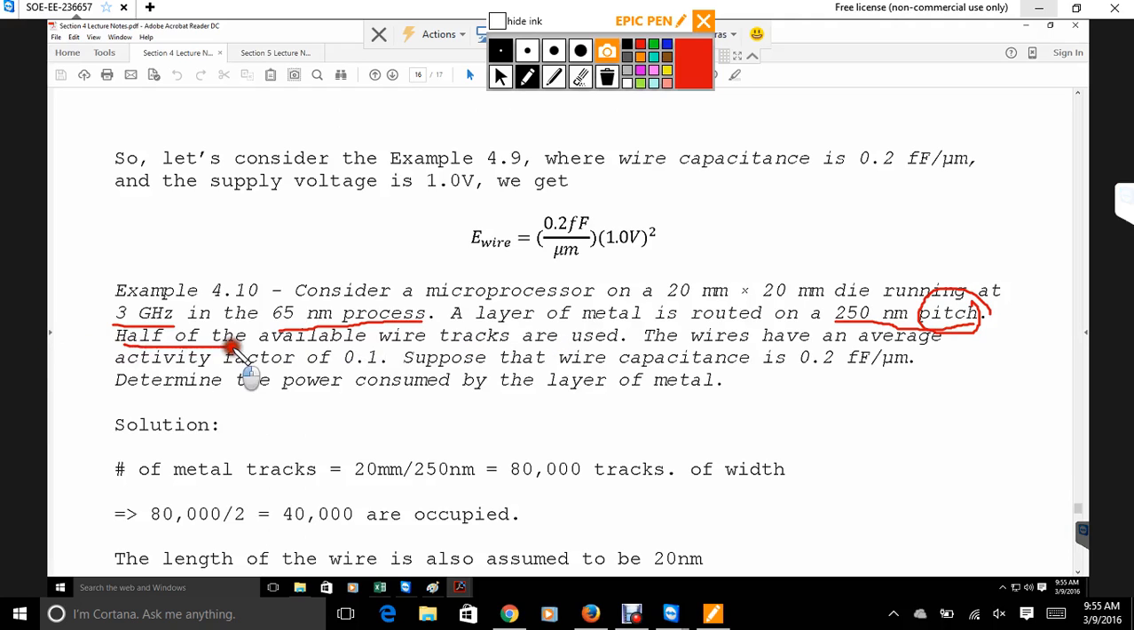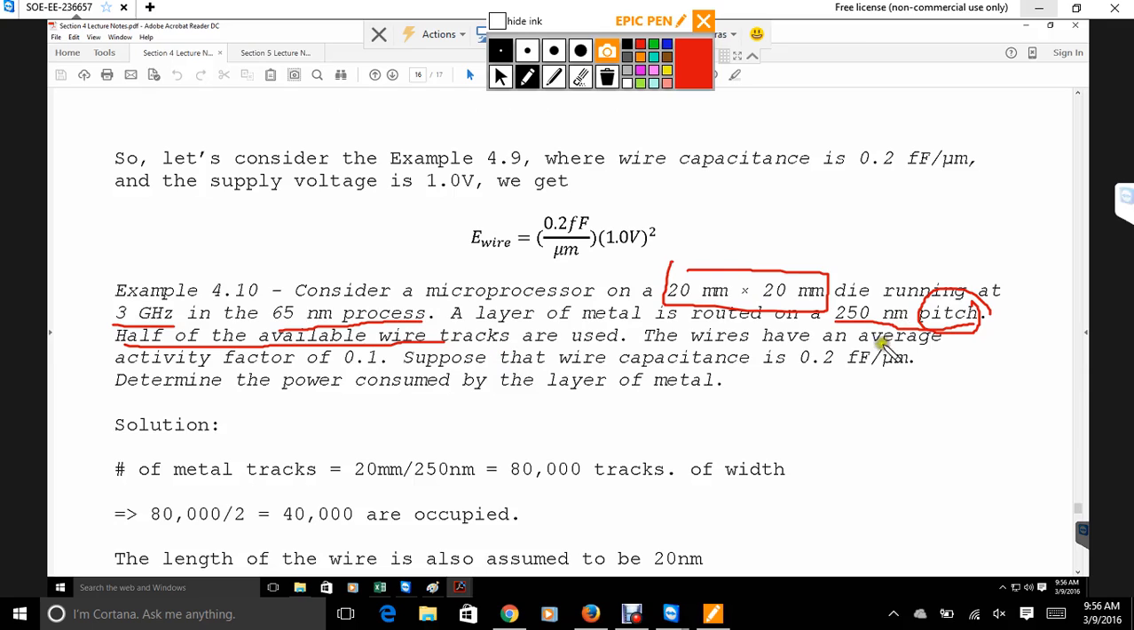So we have all these wire tracks. You can imagine the first thing we're going to do is try to calculate the number of metal tracks before we do anything else. And then we go, okay, well, we're using half of them. Also, the wires have an average activity factor of 0.1. That means every 10 clock cycles on average, we're going to be switching from a 0 to a 1 in the wire.